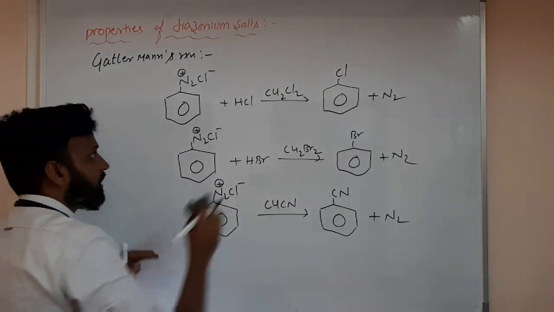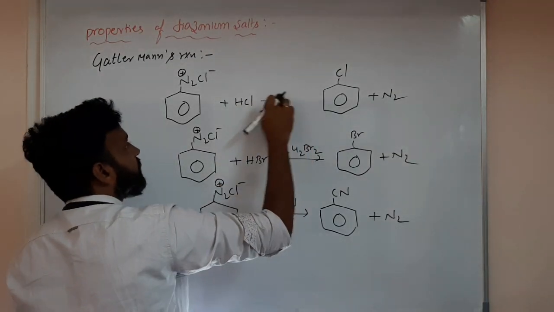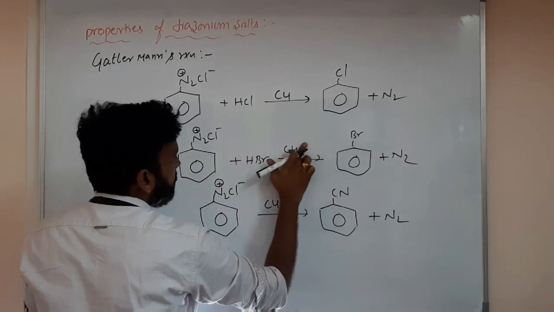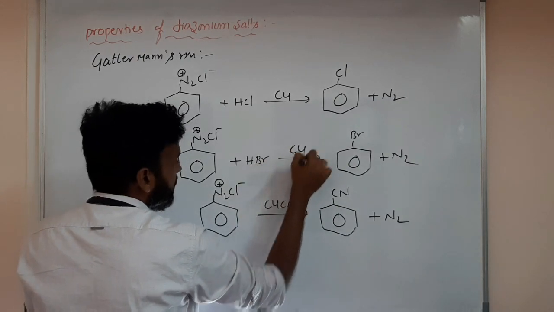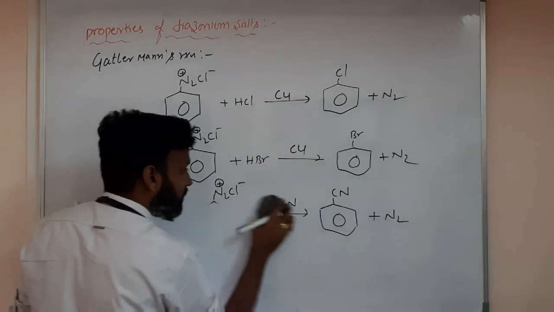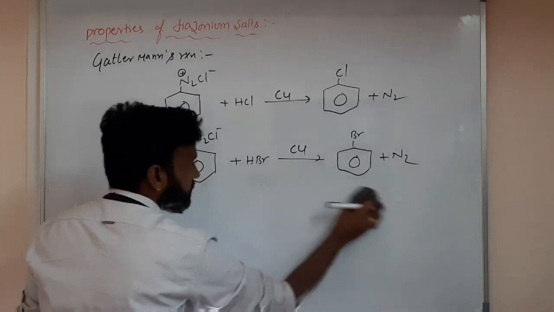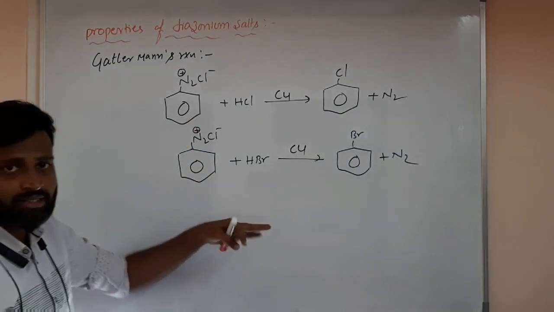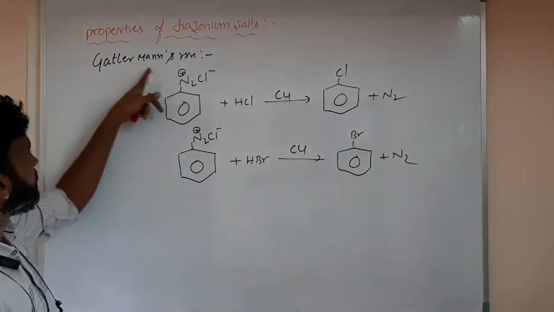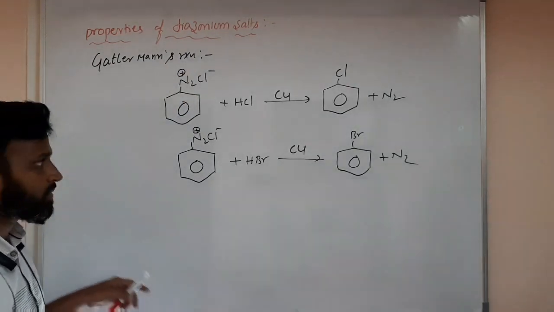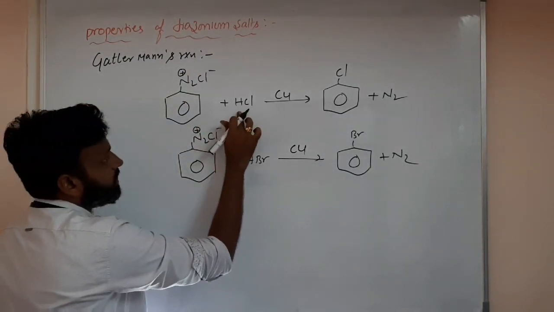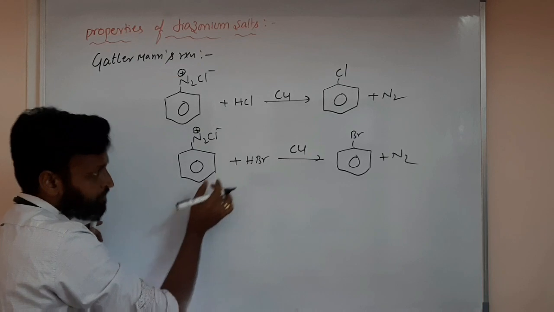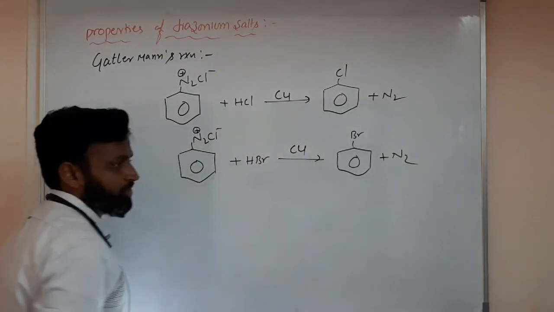Very simple. In the Gattermann reaction, we have to take copper, that's it: copper with HCl, copper with HBr, like that. The cyanide substitution is not a Gattermann reaction. So the first three we wrote are Sandmeyer, write those down. Then put a heading Gattermann reaction and write down these two reactions. Diazonium chloride with HCl and copper gives chlorobenzene. Diazonium salt with HBr and copper gives bromobenzene.